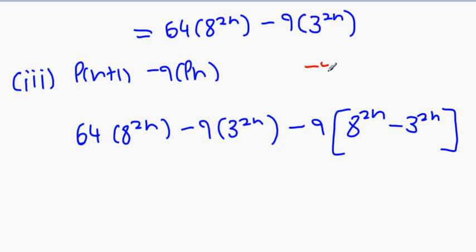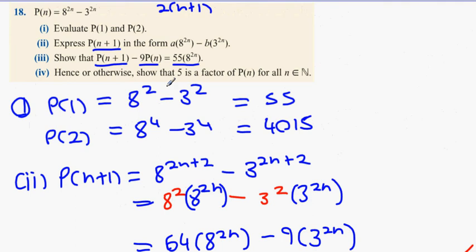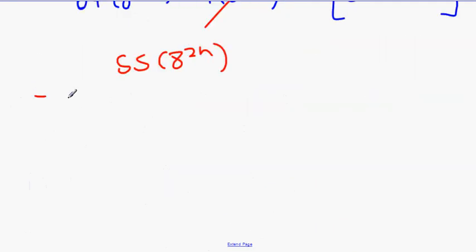That's going to be minus 9 times 8 to the 2n plus 9 times 3 to the 2n. The 9's cancel out. And then we're going to get 64 minus 9. 64 minus 9 is 55, 8 to the 2n. Okay, last part. Hence or otherwise show that 5 is a factor of P of n for all n element of N. Okay, so this is our principle of mathematical induction.